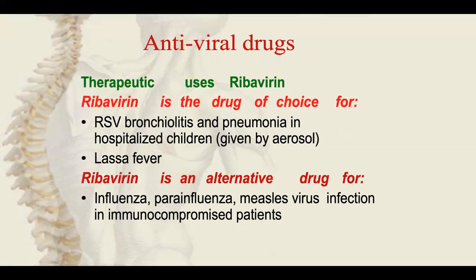Then the therapeutic use of ribavirin. Ribavirin is the drug of choice for RSV bronchiolitis and pneumonia in hospitalized children, and may be given by aerosol, and for Lassa fever. Ribavirin is an alternative drug for influenza, parainfluenza, measles virus infections, and in immunocompromised patients.